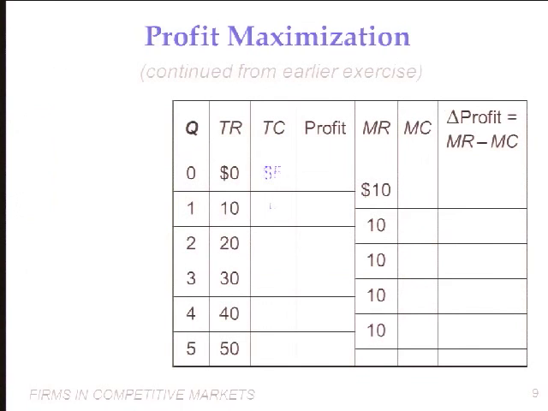We can also compute, as we saw in the last lecture, the marginal cost, which is nothing more than the incremental cost of moving from 0 to 1. The difference between these is 4. From 9 to 15, the difference there is 6. 15 to 23, the difference there is 8. 23 to 33, the difference there is 10. That's our marginal cost, right?